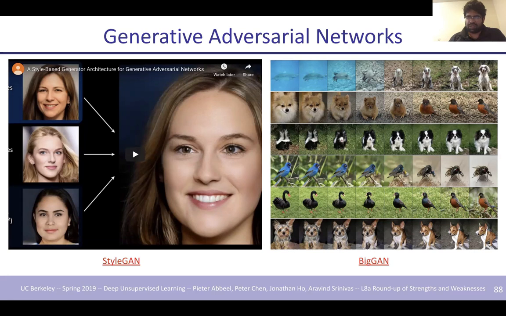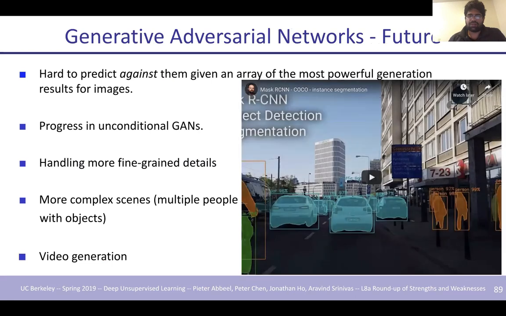careful attention to detail in terms of architecture design and also really, really large scale training, like large batch sizes and a lot of stabilization tricks, can produce these amazing photorealistic samples that you've already seen plenty of times in the class. So I'm not going to go over them.